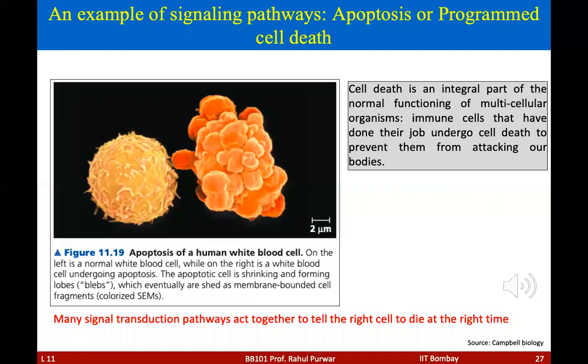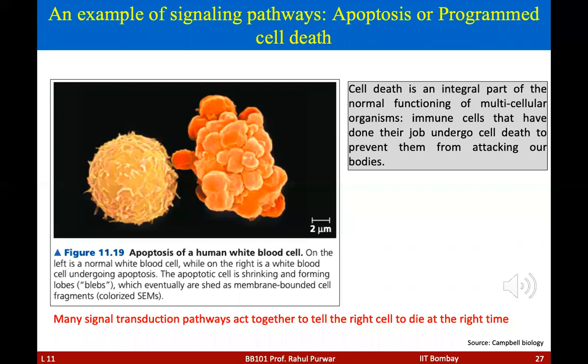Many cells are alive, and then cells die after a certain time point. So every cell has a defined life. Some cells live for a few days, some cells live for months, some cells live for years. After a particular time, a cell needs to know that it should die. And what makes the cell die? For example, in figure 11.19 in your Campbell book, the apoptosis of human white blood cells, WBCs, which I taught you in your immunology class as well, is depicted.